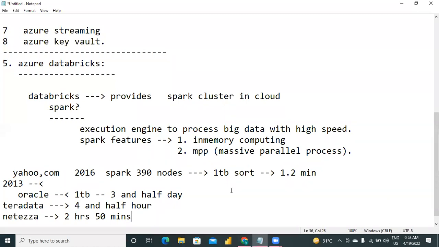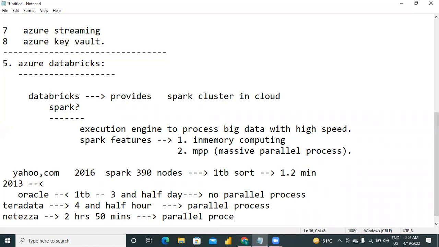Here in the case of Oracle, there was no parallel processing at that moment. No parallel process. But in Teradata, there is parallel process. Netezza again supports parallel process. Just because of parallel process, the speed increased.